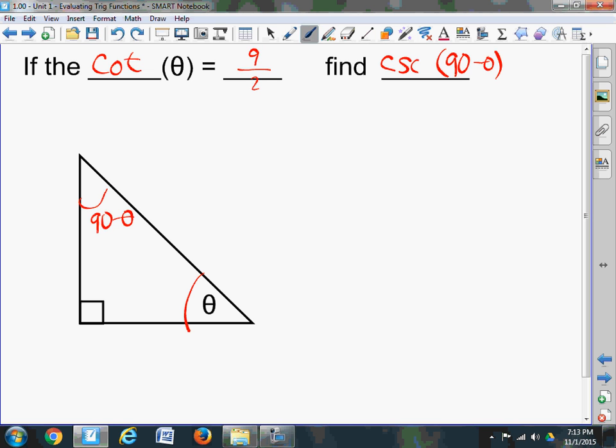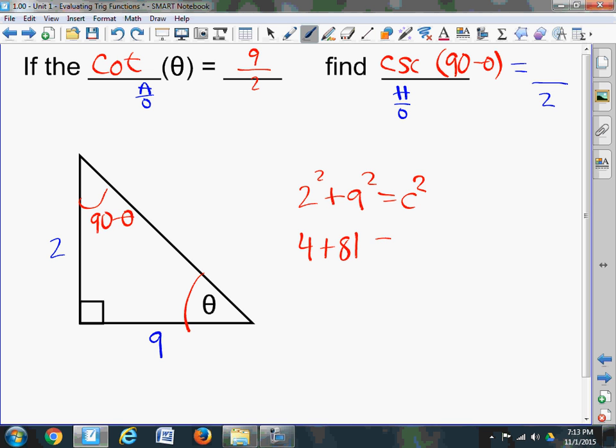All right, so cotangent of 9/2. Well, tangent's usually opposite over adjacent, so this is adjacent over opposite. Cosecant goes with sine, so again, that's hypotenuse over opposite. So I will need the hypotenuse, and I need to get my labels appropriately labeled. Adjacent would be 9, opposite is 2. So I already know this is something over 2. And then it's Pythagorean theorem. So 2 squared plus 9 squared equals c squared. So 4 plus 81, 85 is c squared. So this is the square root of 85.